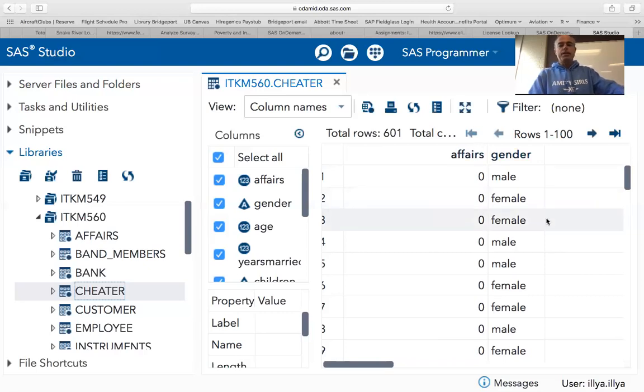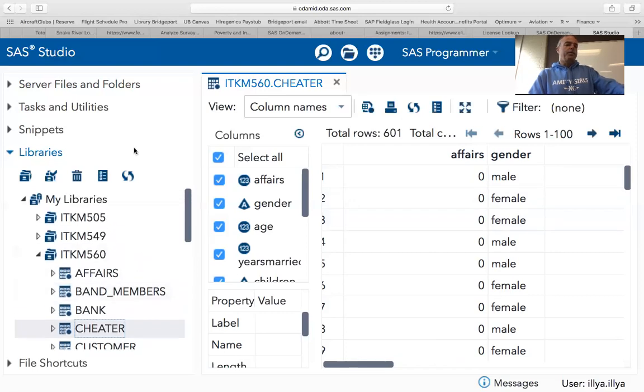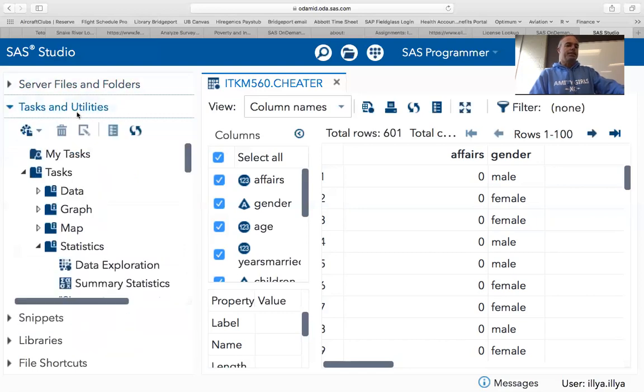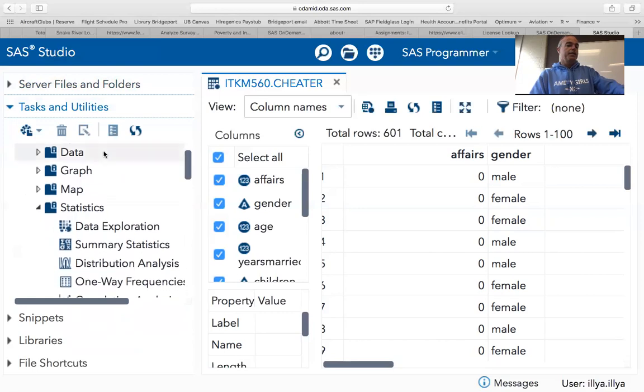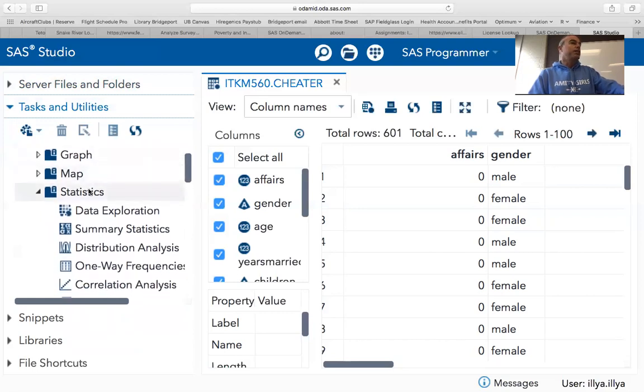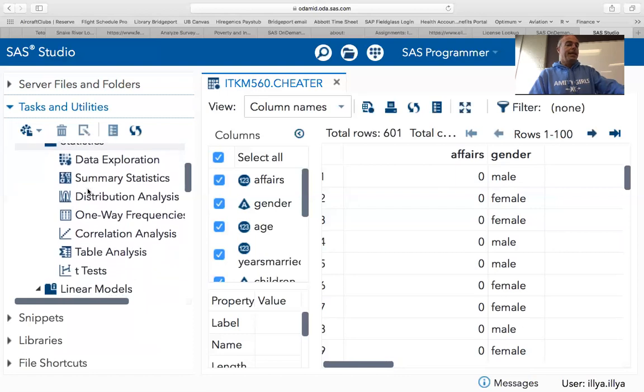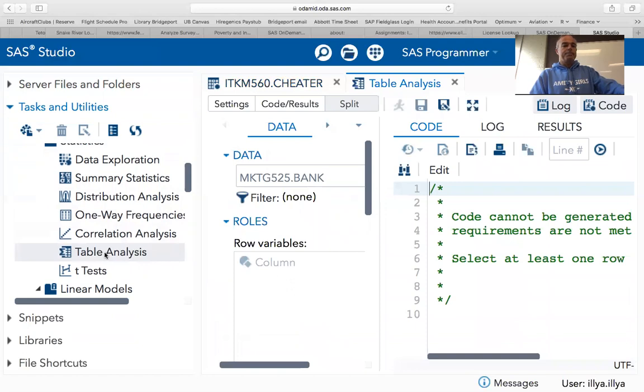So let's run this test. To run this test, who can tell me where I can start finding where the test is? Where is the first place I need to start looking for the test here in SAS? Tasks and utilities. And then statistics. And let's go here to table analysis. Okay? So in table analysis, there's a lot of stuff that we can do.